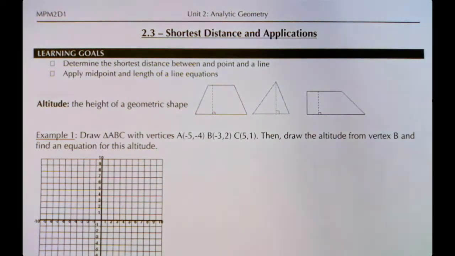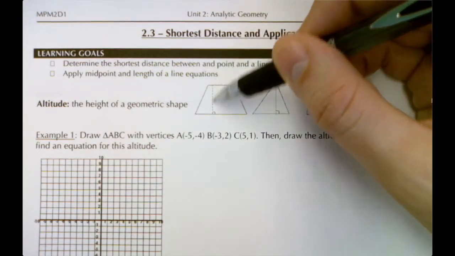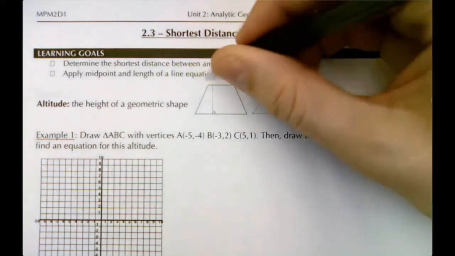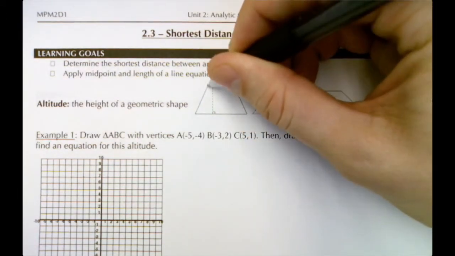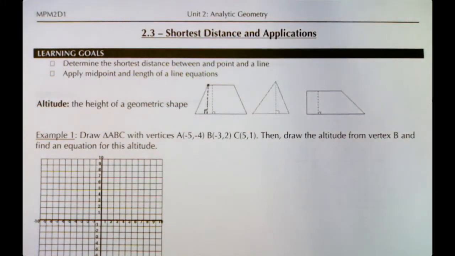So on these three shapes, I've drawn on the altitudes. And if you look, the altitude is just the height of the geometric shape. So it's from one side to the other. The key is that it intersects the other side at a right angle. So if we're going from a point to a line, this would also be the height of the geometric shape.